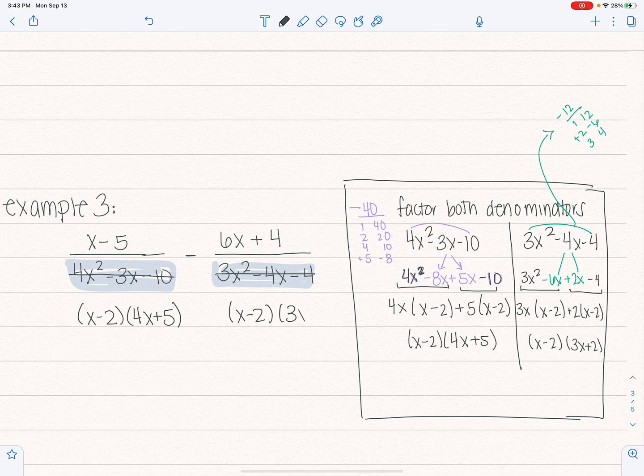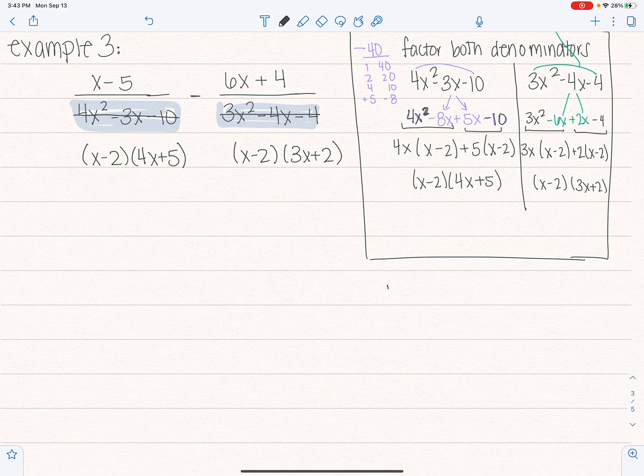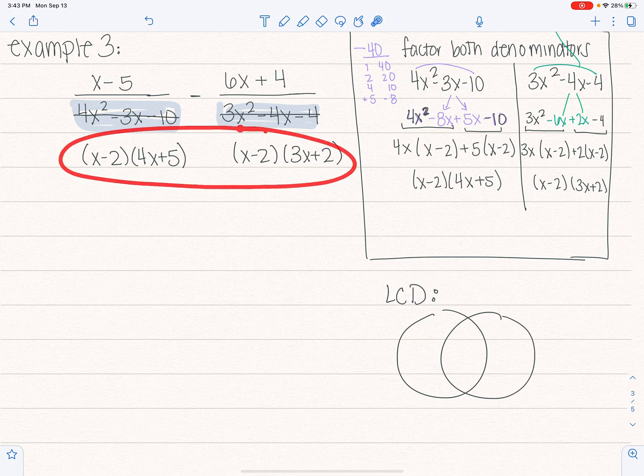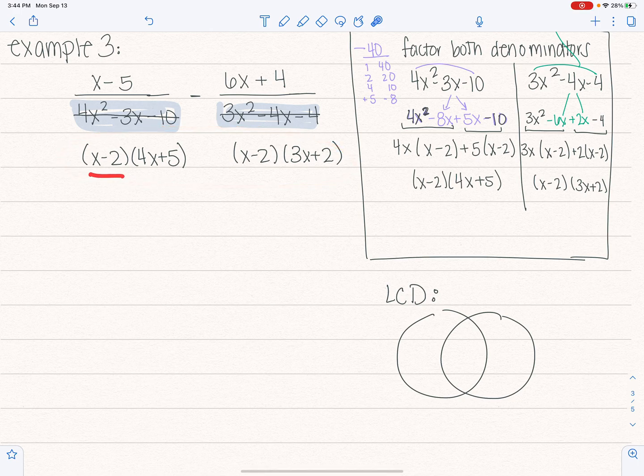And so I'm going to rewrite those denominators to now have the factored form because I'm working on finding the LCD. The LCD is going to be the smallest number that I can multiply by both of them to get to, essentially. So I use the Venn diagrams to kind of get us there. When I'm looking at these two denominators, I'm asking, is there something they already both have in common? Yeah, they both have this x minus 2, so I'm going to write that in the middle of my Venn diagram.